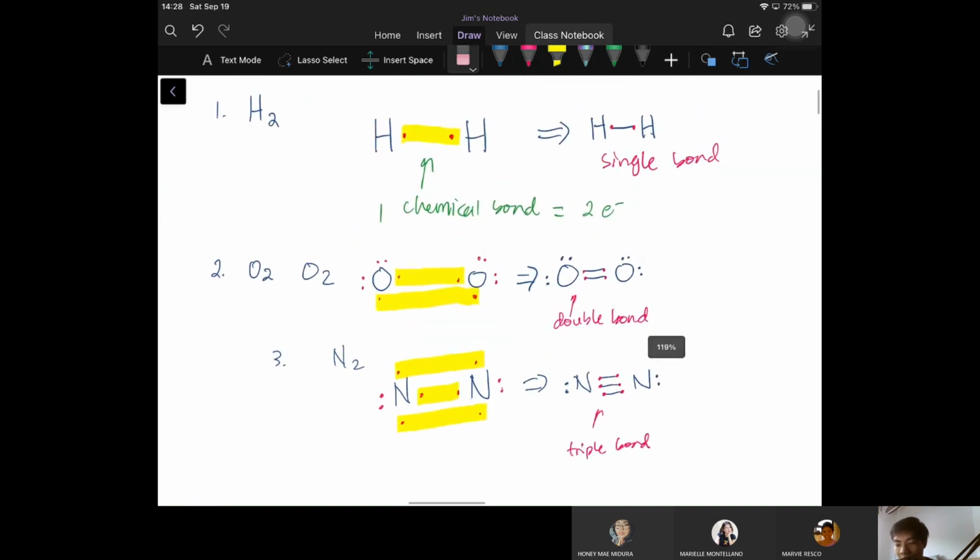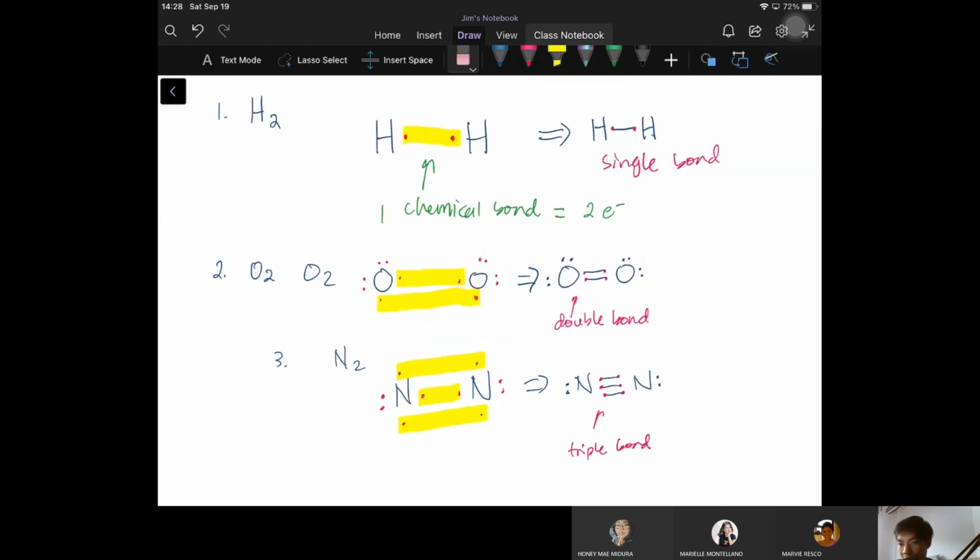Yan. So, as you can see, in covalent bonds, we can have single, double, or triple bonds, no? So, depende yan sa magiging process, no? Next meeting natin itutuloy yung Lewis structures, no? Pero yun yung idea, no? Ang ating atoms, we can connect them using single bonds, double bonds, and triple bonds, no? So, we can connect those atoms para masatisfy ang octet rule.